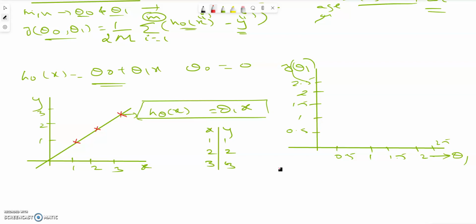But for the best fit line, we would like to use the cost function here. So what is our cost function again? Let me just write our cost function.